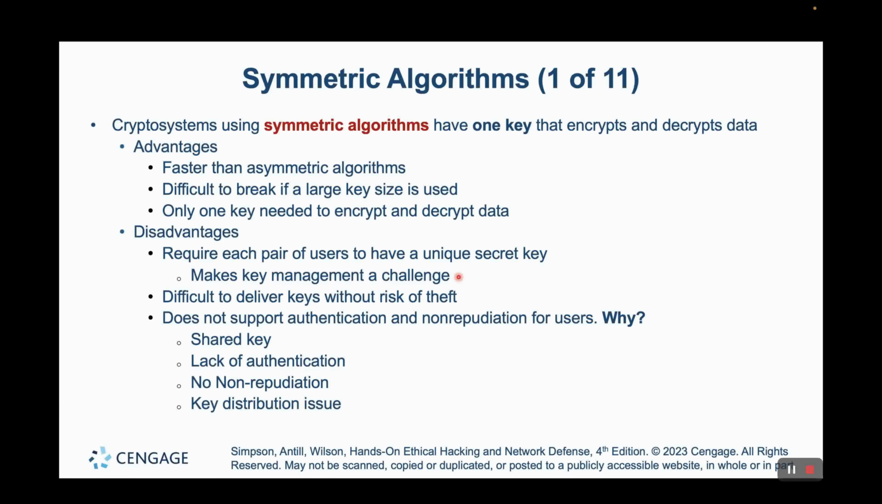Imagine that you want to distribute your key to many, many people here, which makes it sometimes difficult to deliver keys without risk of theft. Now, by default, it does not support authentication and non-repudiation. Why? Because of the shared key. Both sender and receiver use the same key, so anyone with the key can create or decipher a message, making it hard to verify the true origin.